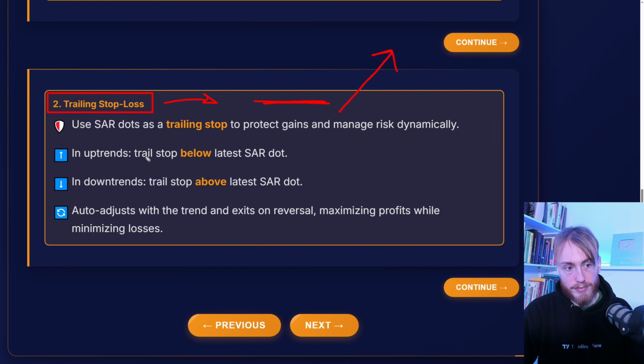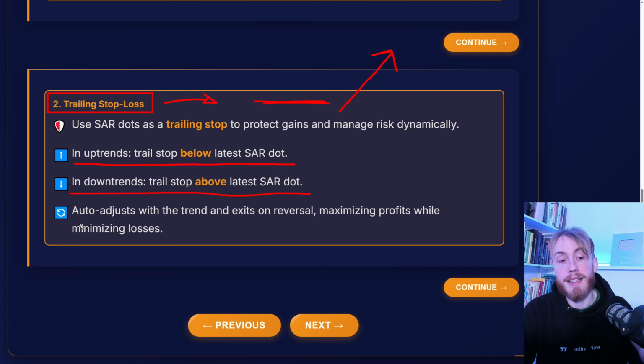But here, in uptrends, the trail stop will be below the latest SAR dot. In downtrends, you set the trail stop above the latest SAR dot. So this is how you can use it as a trailing stop loss. And it basically auto adjusts with the trend and exits on reversal. So this is a way to potentially maximize profits while minimizing losses.